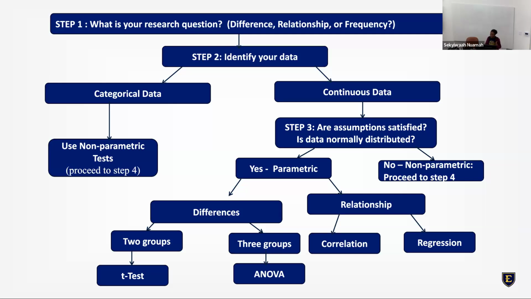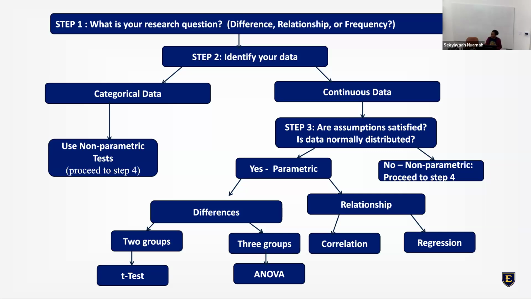But if the question is more about relationship, and that's what the data is also talking about, then you either go with what? The correlation. And if it's more like asking, can X predict Y, then you go with what? The regression. You go further steps from the correlation to the regression.